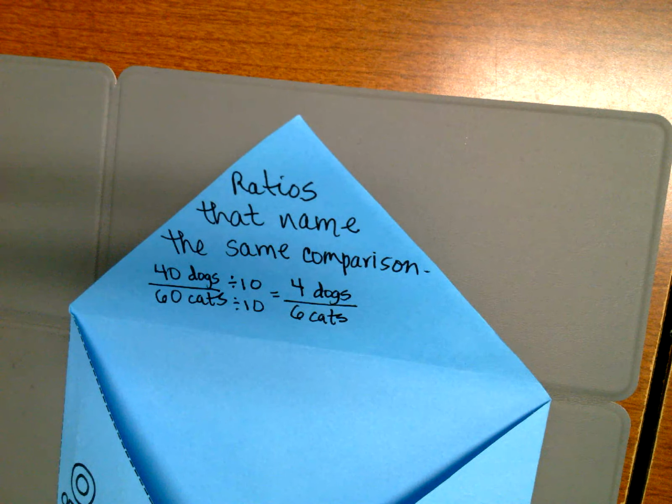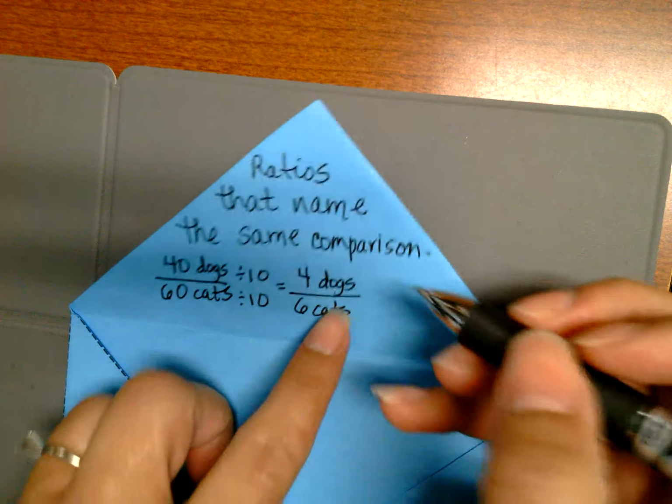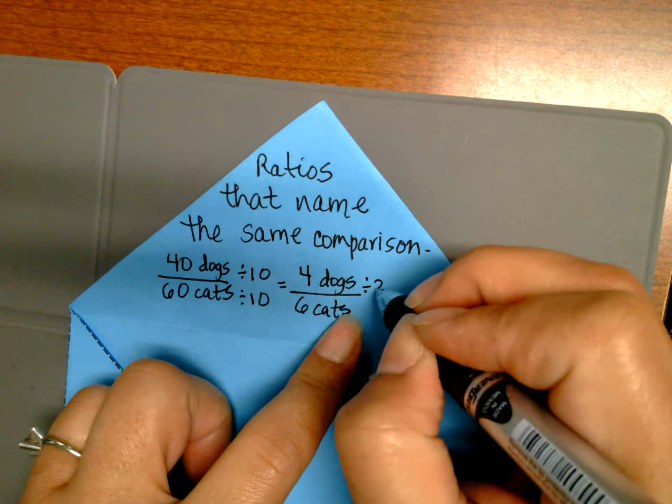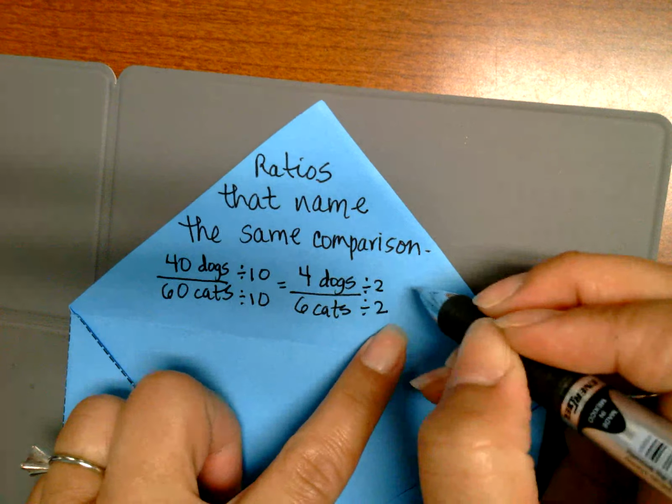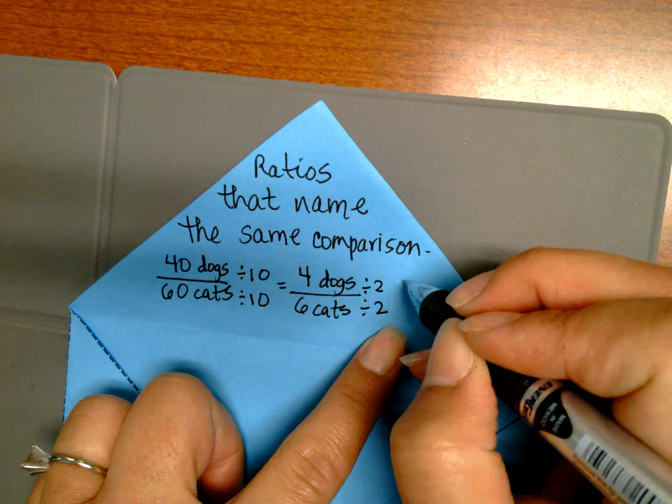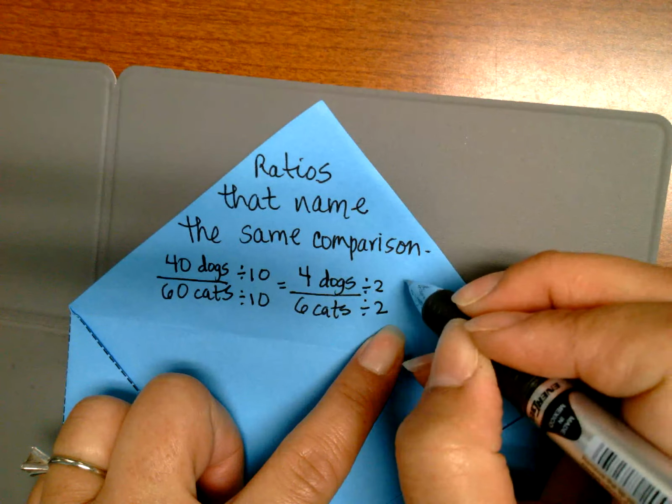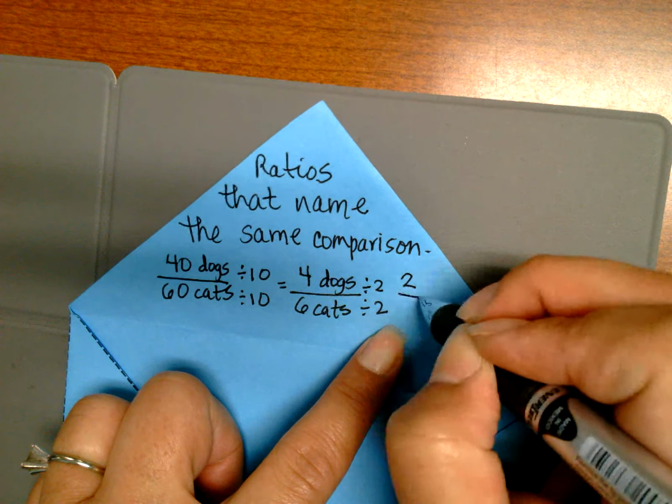Now let me ask you something. Could I keep simplifying in the 4, 6? Yeah. What could I divide by? 2. So if I wanted to get another equivalent ratio, I could just keep simplifying. And now what do I have? Oh wait, never mind. It's 2 to 3. 2 to 3. Very good.